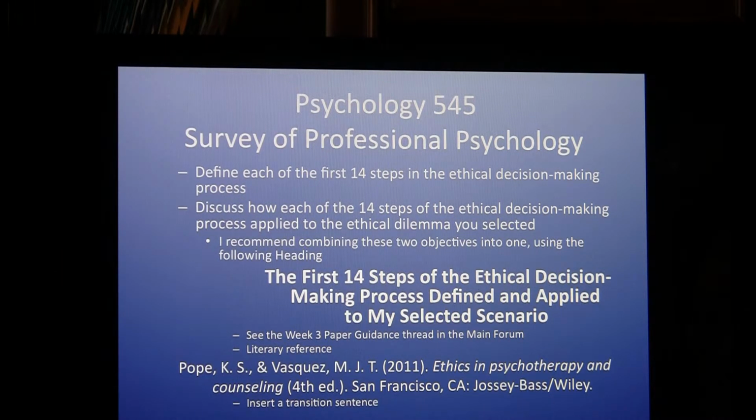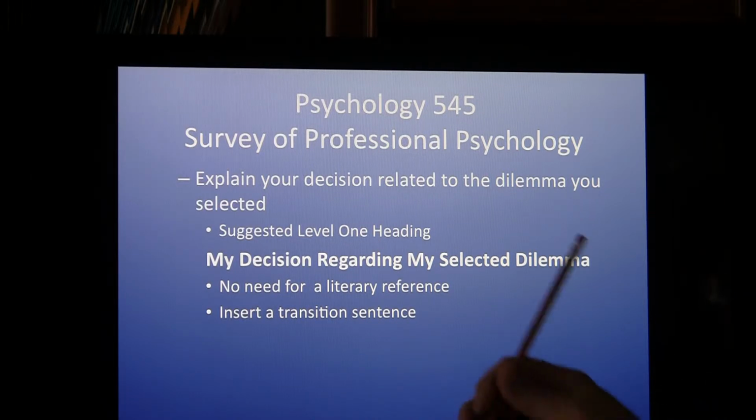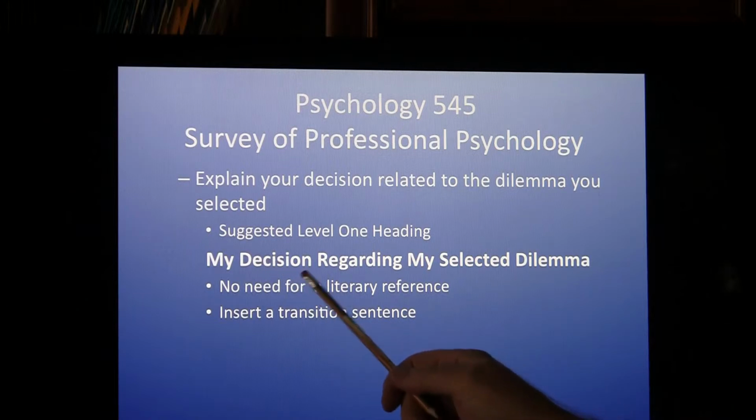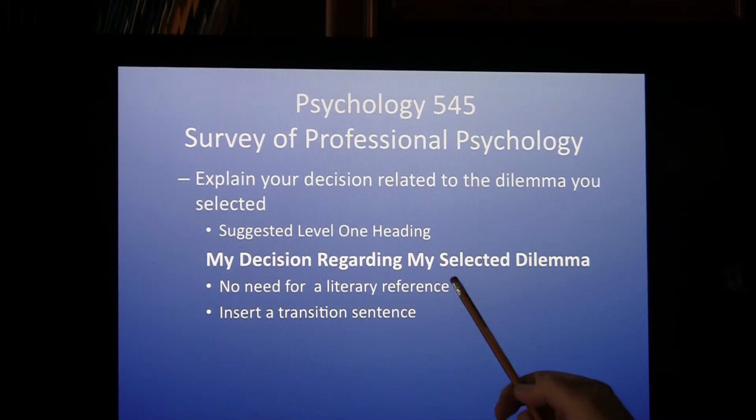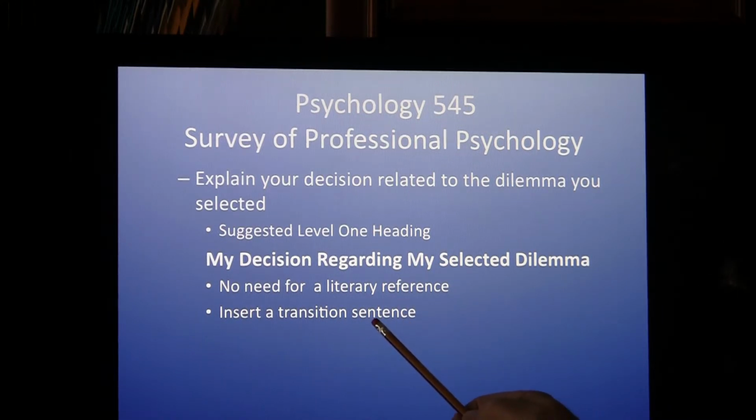In addition to that, please make sure that you insert a transition sentence that takes the reader from this particular objective to the next. The next objective reads, explain your decision relative to the dilemma you selected. Okay? Level 1 heading would be my decision regarding my selected dilemma. You don't need a literary reference for this because you're basically going to be telling me or the reader what your decision is. You will, however, need a transition sentence to go from this particular objective or main point into the next.